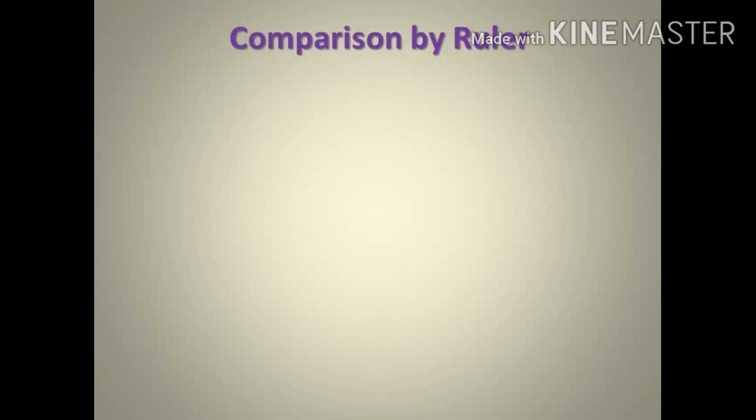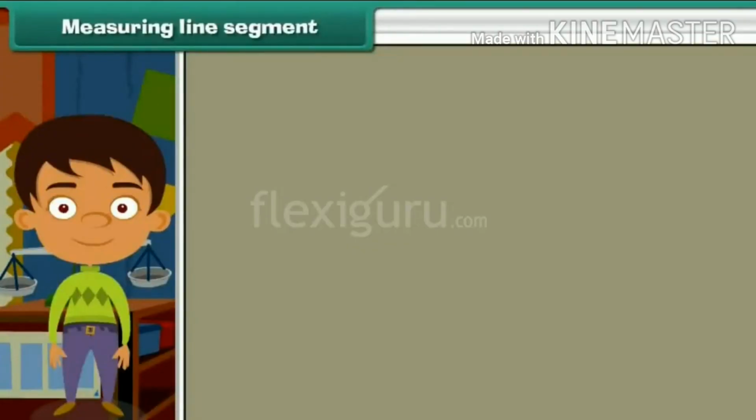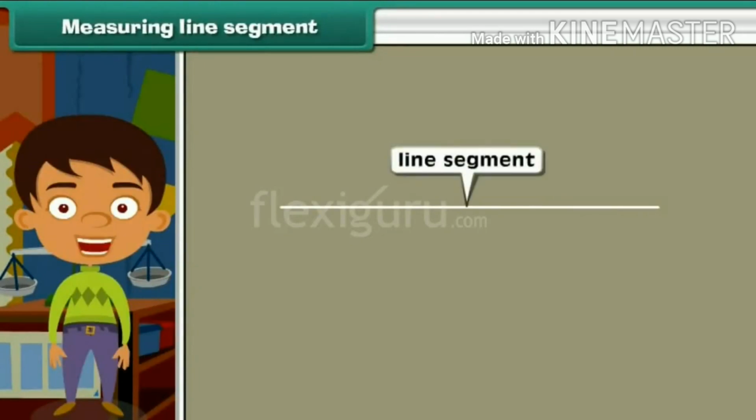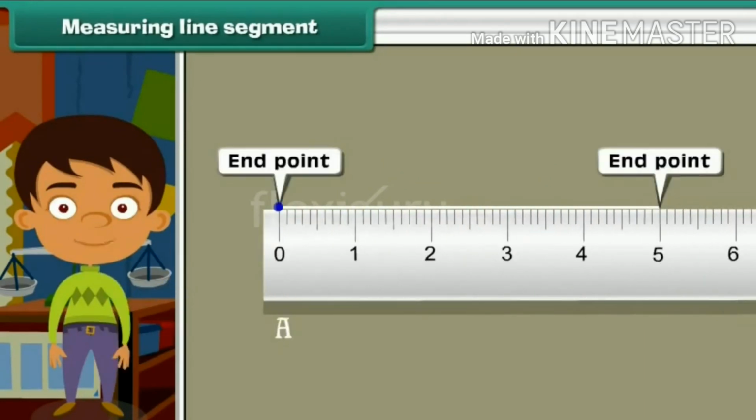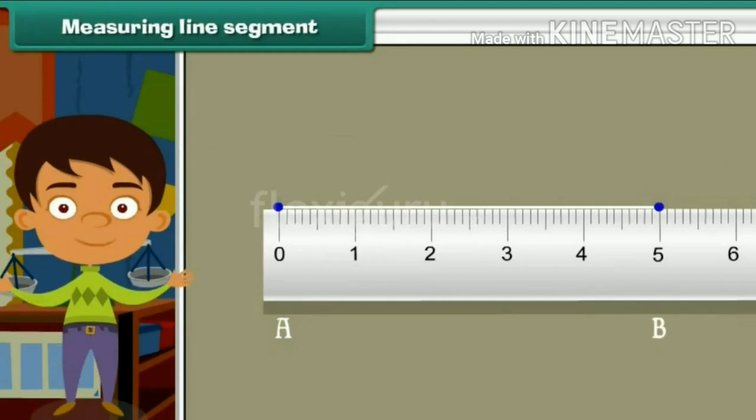The next step is comparing the line segments by using a ruler. Let's watch a small video. Measuring a line segment. It's time that we learn to measure a line segment. To measure the line segment AB, we use a centimeter scale. Put one end of the scale, starting with 0, just below the point A. On going from point A to B, digits 0, 1, 2, 3, 4 and 5 are travelled. Therefore, the length of the line segment is 5 centimeter.